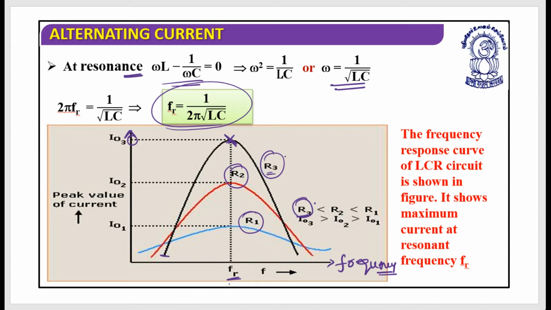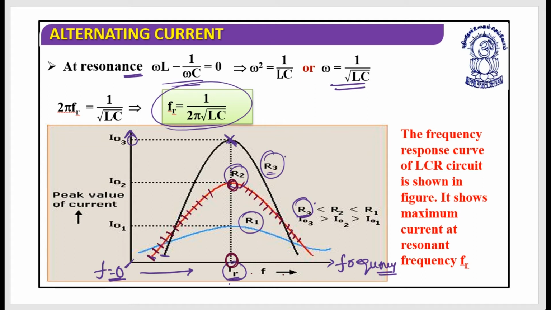In the second situation, let's say the current starts from here, and let's suppose this is zero frequency. As soon as I am moving towards the resonating frequency, you can see that the current starts increasing. Once you reach the resonating frequency, your current will become maximum. Again, when you move away from the resonating frequency, it will start decreasing. So at the frequency of resonance, at FR, it would be the maximum.